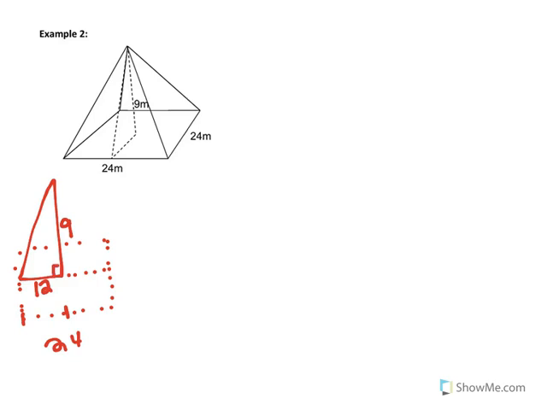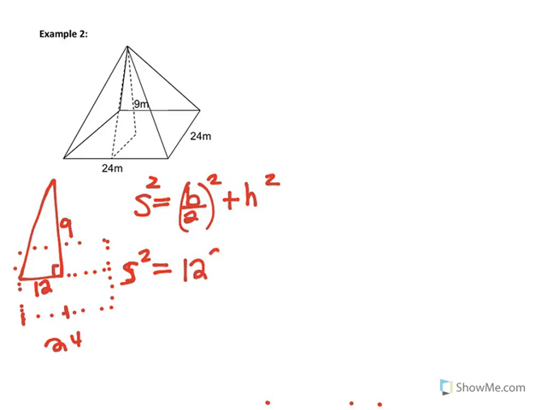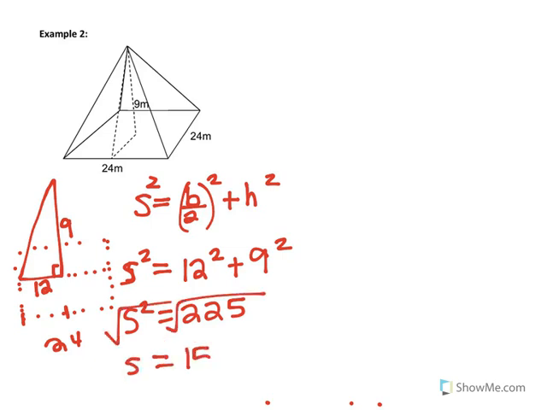So to find the slant, we're going to use the Pythagorean theorem, and we're going to use half the base squared plus the height squared. So we already know that half the base is 12. So we have 12 squared plus 9 squared. So this equals 225. And then to get it by itself, we square root it. So this one has a slant of 15.